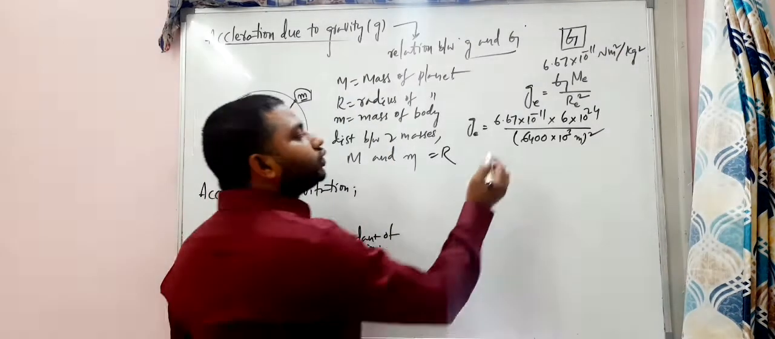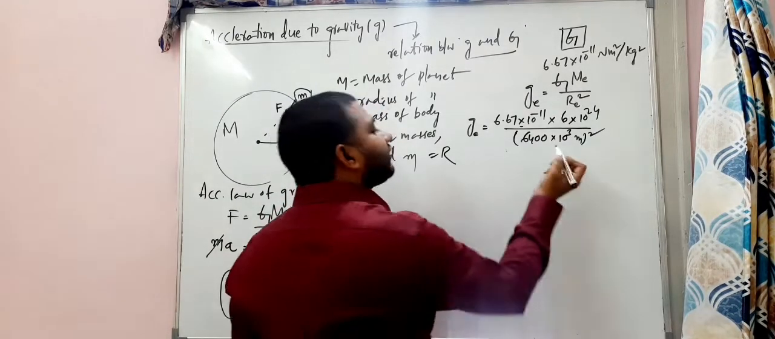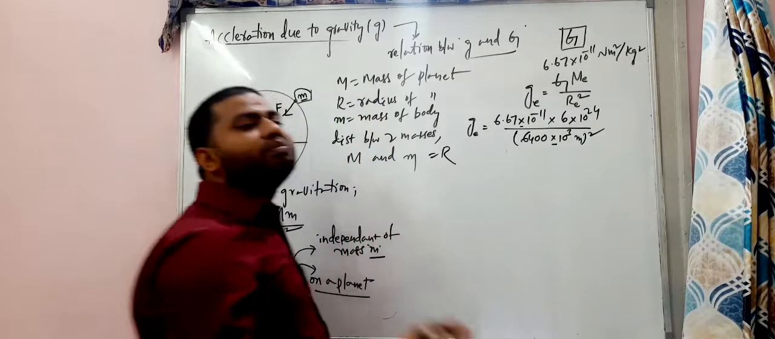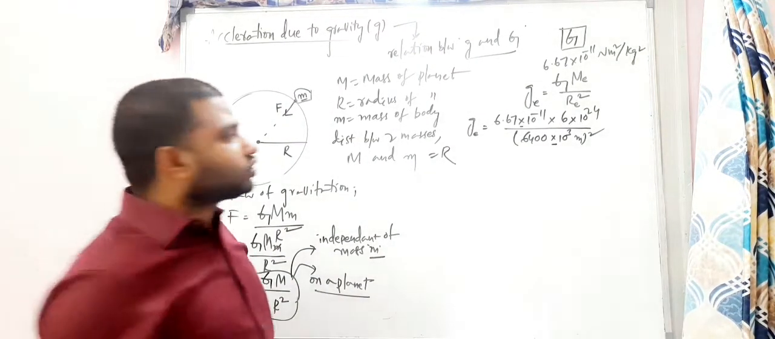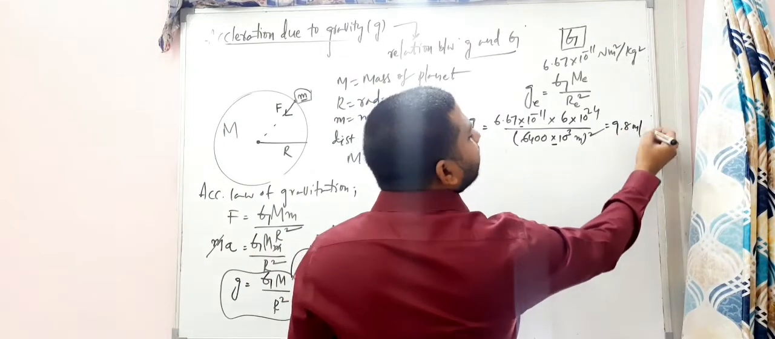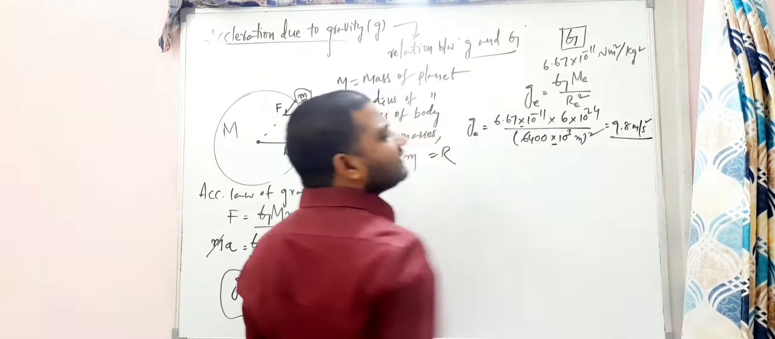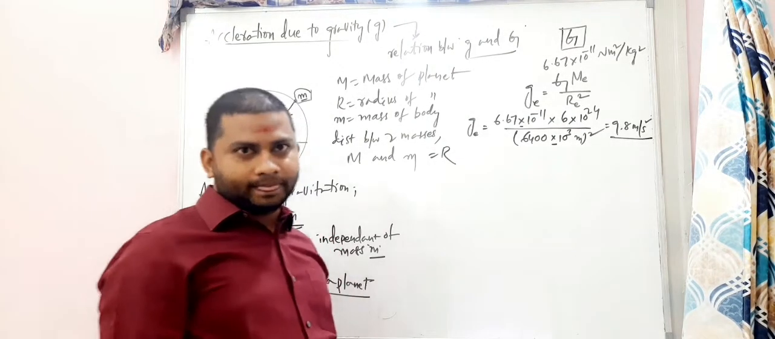Understand? So you need to remember this value, that's all. And the radius of the Earth, sometimes you may remember, but most of the times they will give it. So when you solve this, you get a value of 9.8 meter per second square exactly. 9.8 meter per second square.